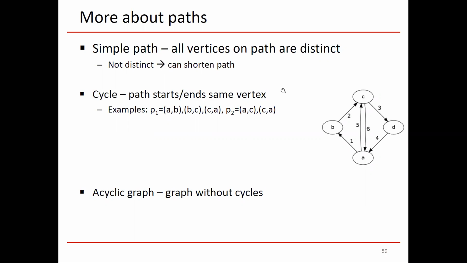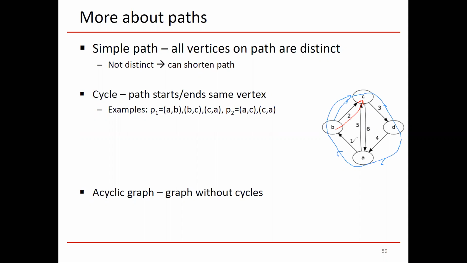And if a path is not distinct, that means that we can shorten the path. So imagine that we have this path, from B to C, from C to D, from D to A, from A to B, from B to C again. Well, we could go from B to C directly. And this traversal from B to itself was redundant. So a simple path doesn't contain these redundancies.